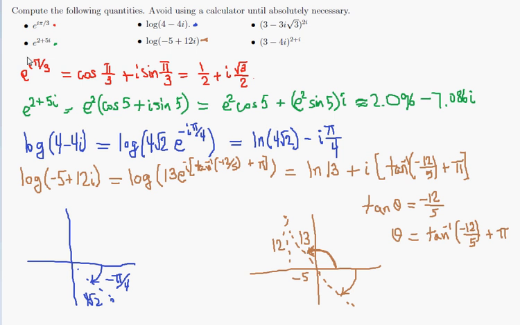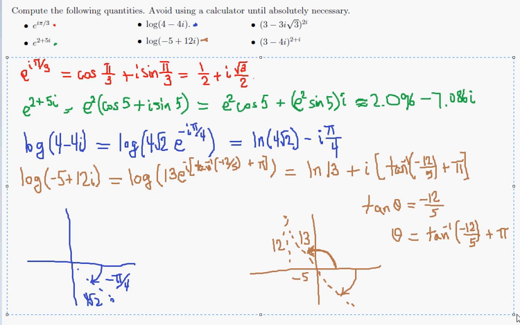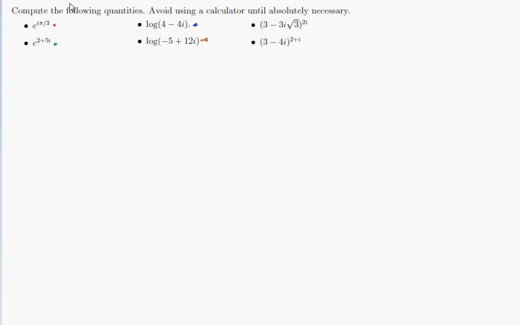Okay, finally, let's do the last two exponential problems, where I have a base other than e. Let's now tackle the next problem. We'll do this one in blue. Actually, let's do this one in orange. It's 3 minus 3i square root of 3, raised to 2i.